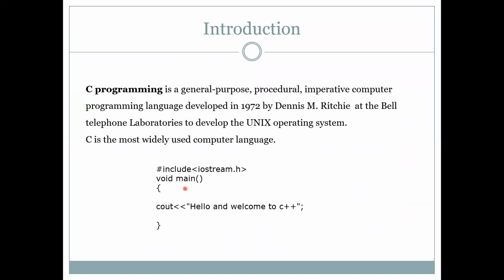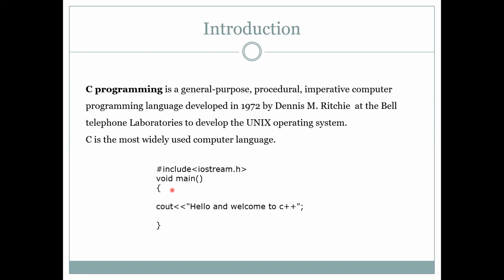The second line is the main function, within the body of which you start writing the code for your program. And every C++ program must include one and only one main function. Throughout your C++ program, there should be only a single main function. Okay.